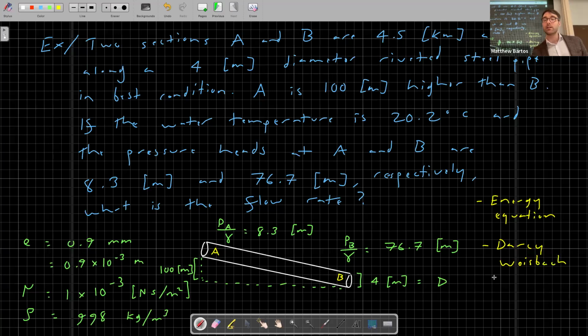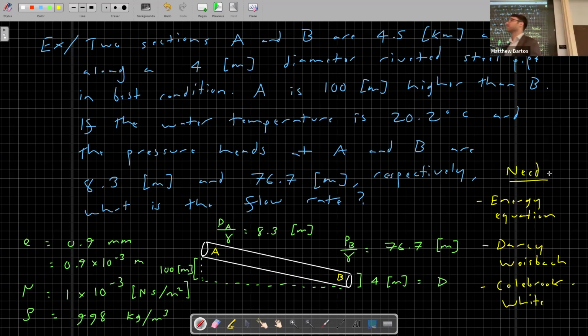And we'll need another equation. So what term don't we know in Darcy-Weisbach? Friction factor. So we will need which equation? Colebrook-White, very good. So we'll need 3 equations. Let's say we need these 3. So let's go ahead and start solving this.